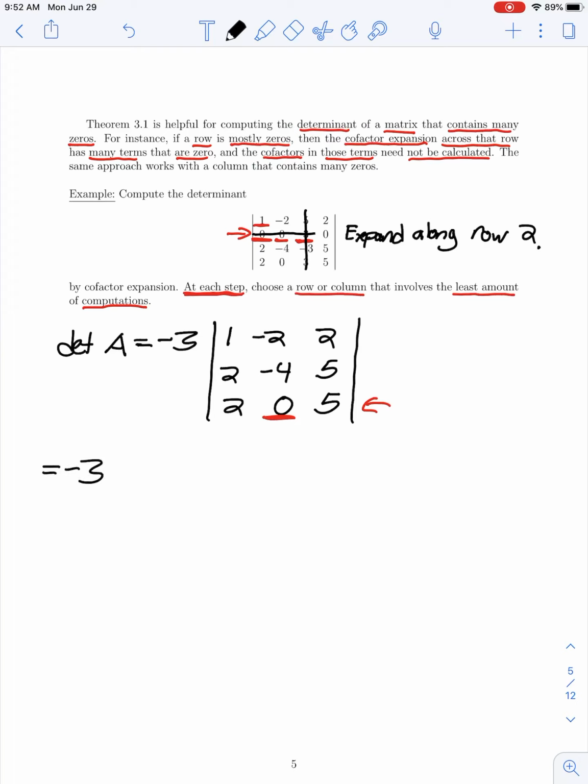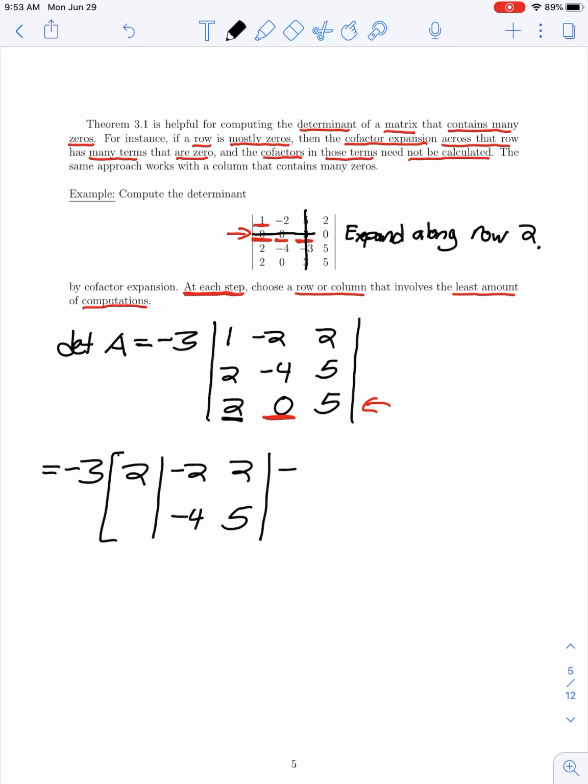So we had a -3 times the determinant of this matrix. If we're expanding along our third row, we would have a +2 for that first entry times the cofactor. So we're taking the positive determinant of -2, 2, -4, 5. That is the matrix we get by deleting the first column and third row.